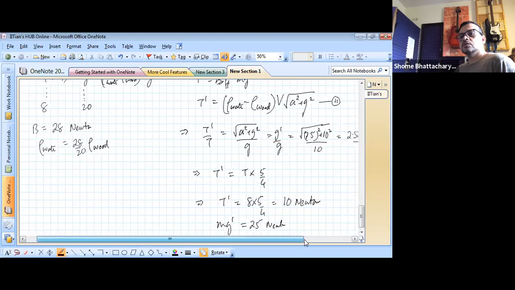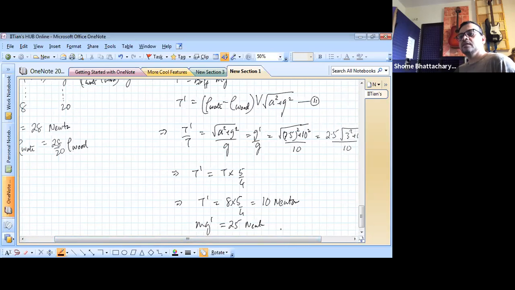And the buoyant force would have changed from 28 newtons to 5 by 4 times 28. So that is 35 newtons. Okay. And that theta would be tan inverse a by g. So in this case, it would be 37 degrees. So this is the complete solution of this. Okay, so the tension changes to 10 newtons and the angle of inclination becomes like this.